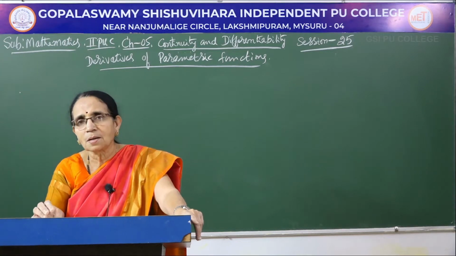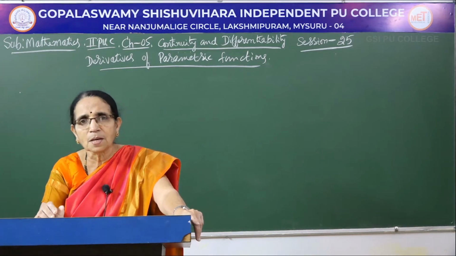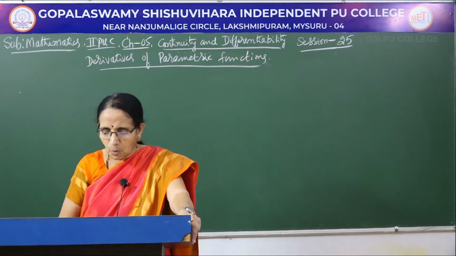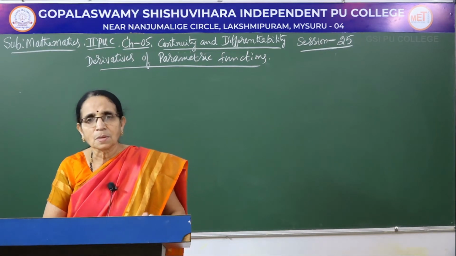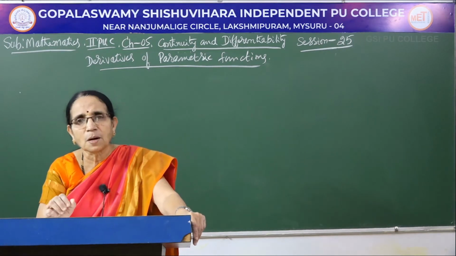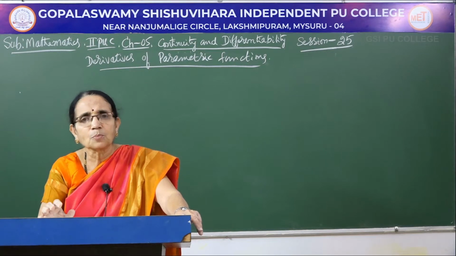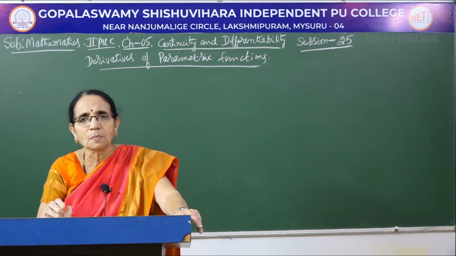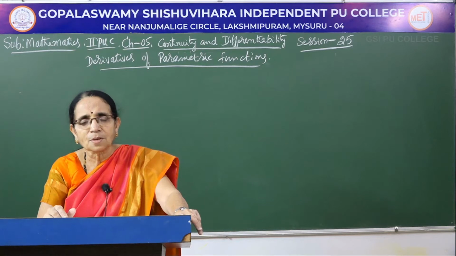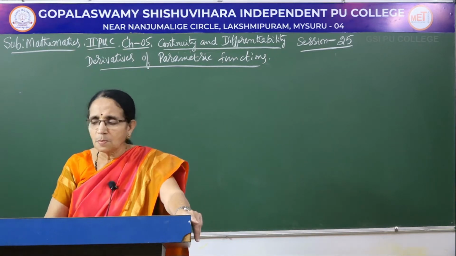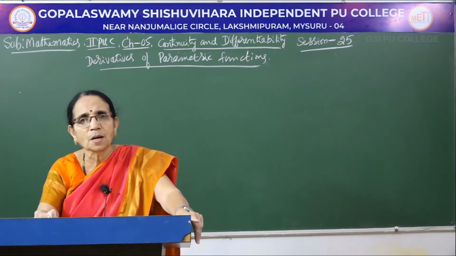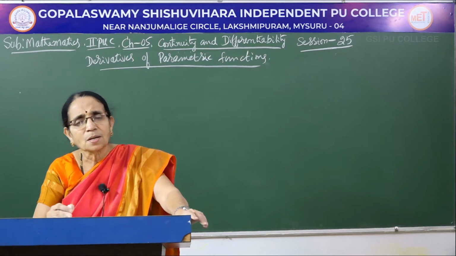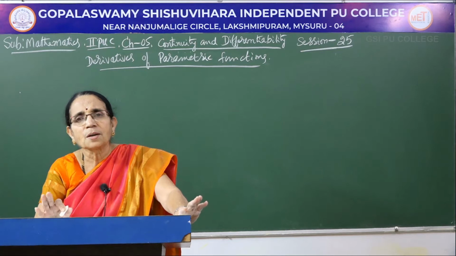So, directly we cannot get the value of dy by dx. What we do is we differentiate both x and y with respect to the parameter and then divide one by the other. This is the procedure we adopt to get dy by dx. In the previous session I worked out some problems which can be expected for a 2-mark question, where they directly asked you to find dy by dx.